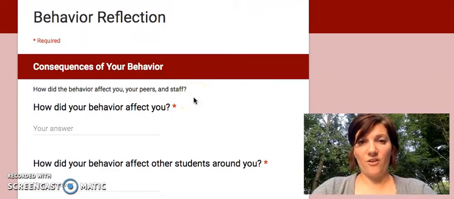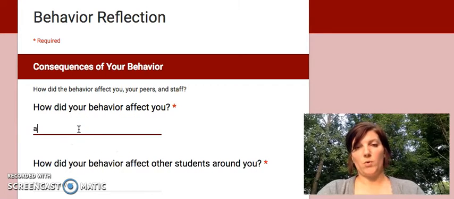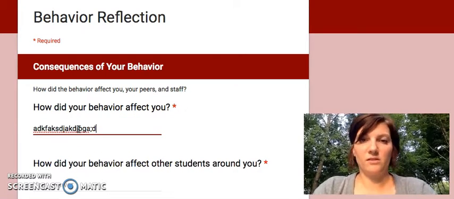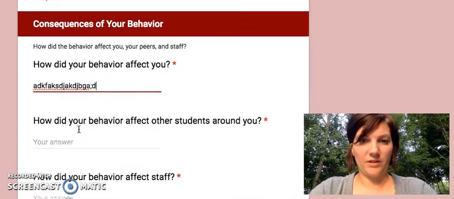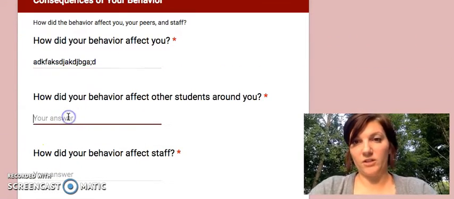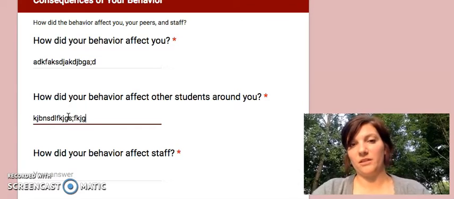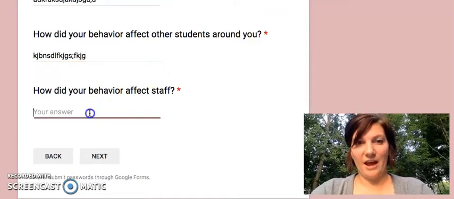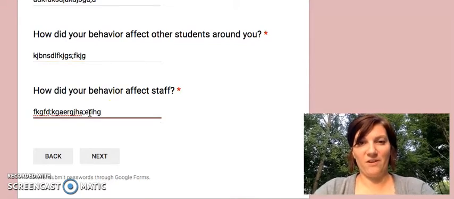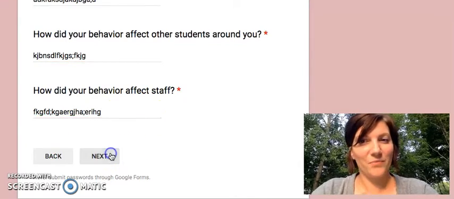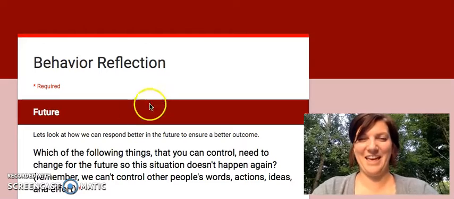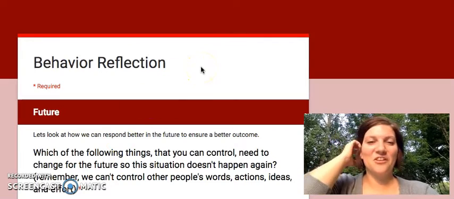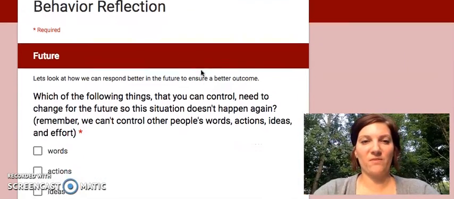Next section are the consequences of the behavior. So how did the behavior affect you? Oh, okay, that's right. I missed what we were talking about in class. How did the behavior affect the students around you? Oh, that's right. Students really couldn't learn because I was making a bad decision. And then how did it affect the staff? Oh yeah, she got very frustrated. I'm sure that was hard. Hopefully these are the things going through their head. Next, they'll go through the next section, which is talking about the future.